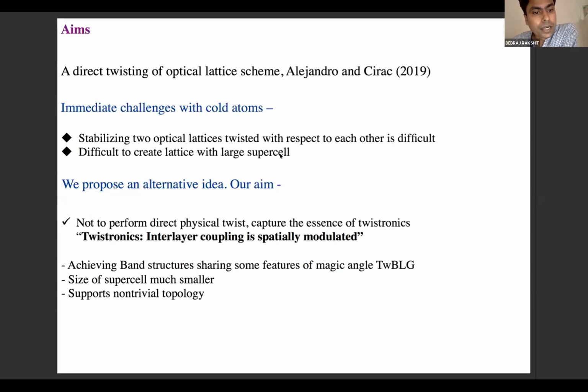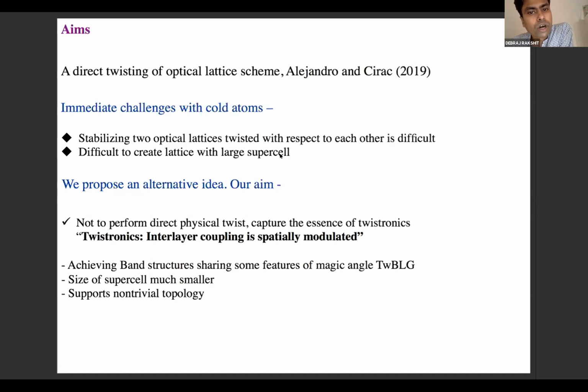Secondly, our samples are intrinsically mesoscopic, so it's really difficult to create large lattices with large supercells, which is what happens at a magic angle, right? It has something like 10,000 lattice sites. In ultra-cold atoms, the physical distance between two atoms is of the order of microns, 10 to the minus 6 meter, compared to 10 to the minus 9 in magic angle graphene. So this is an obvious challenge. We cannot create, in principle, those huge supercells.